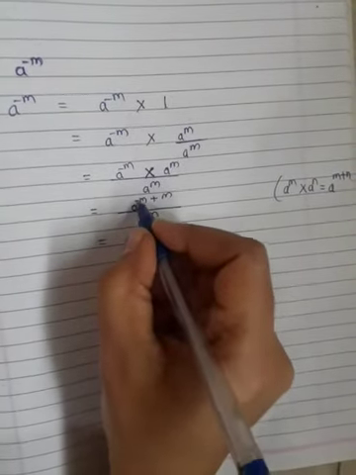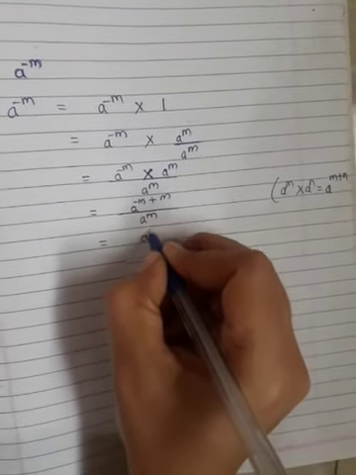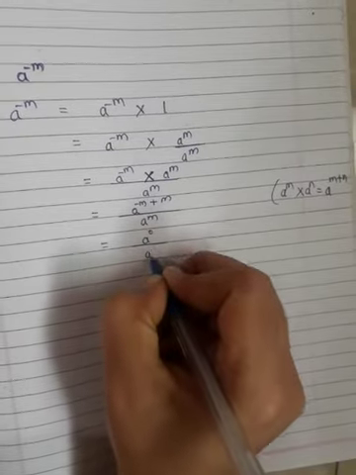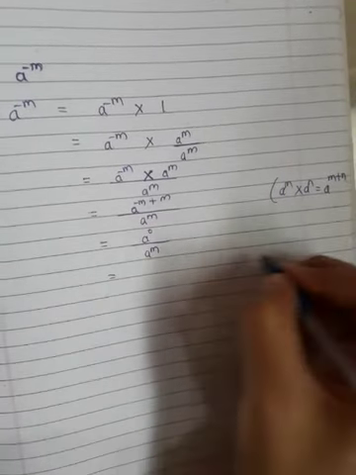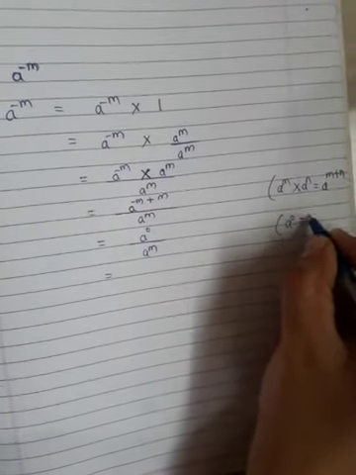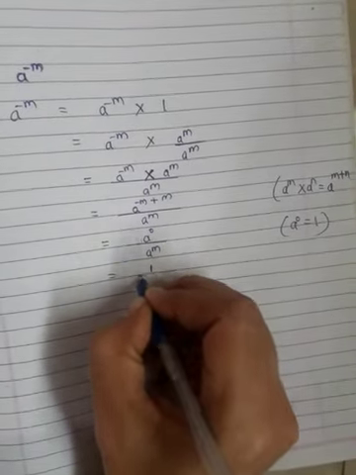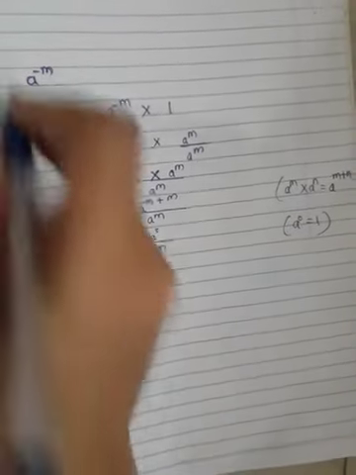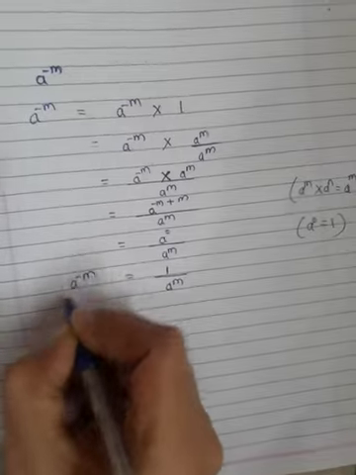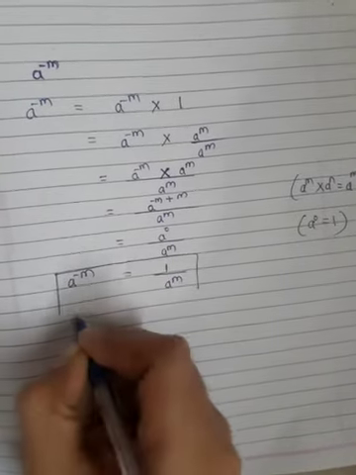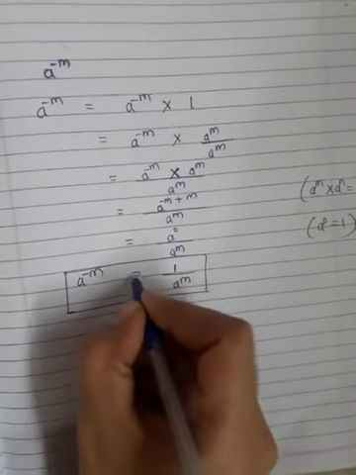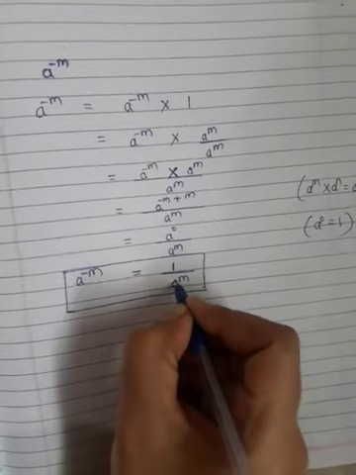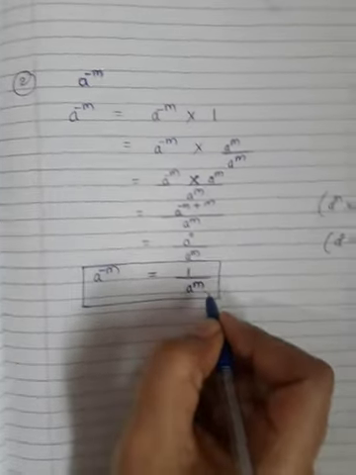So a raised to minus m plus m is 0, upon a raised to m, and we know by the previous property a raised to 0 is equal to 1. So a raised to 0 is 1 upon a raised to m. So see here, we got the result: a raised to minus m is nothing but 1 upon a raised to m.